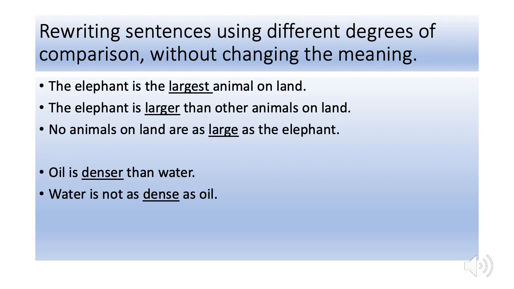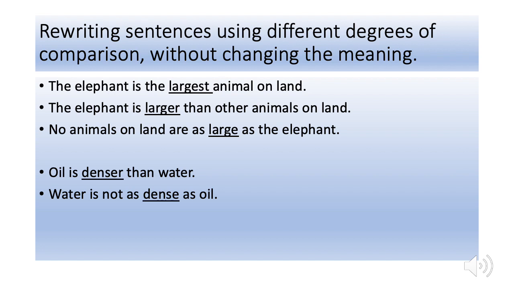Another exercise, and probably the most challenging among the exercises, would be to rewrite sentences using the different degrees of comparison without changing the meaning. So, suppose you come across a sentence that goes, the elephant is the largest animal on land. Largest is the adjective that describes the noun animal. We realize that it is in the superlative degree because you have large plus est, largest. It is in the superlative degree. Now the same sentence can be rewritten using the comparative form, which would be larger. We know that larger is the comparative form of the adjective large.